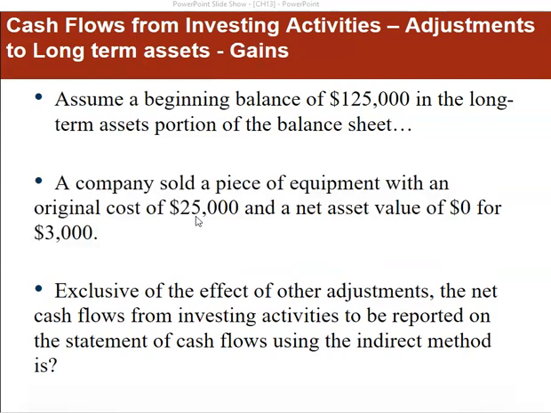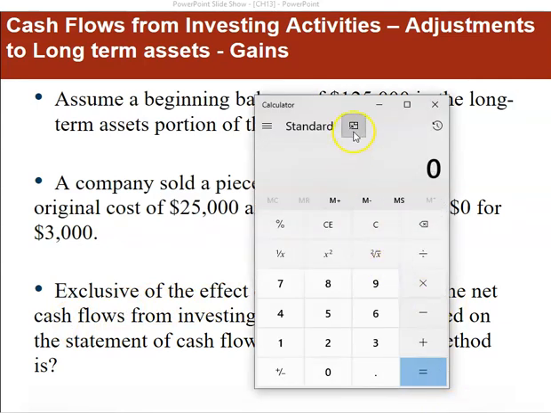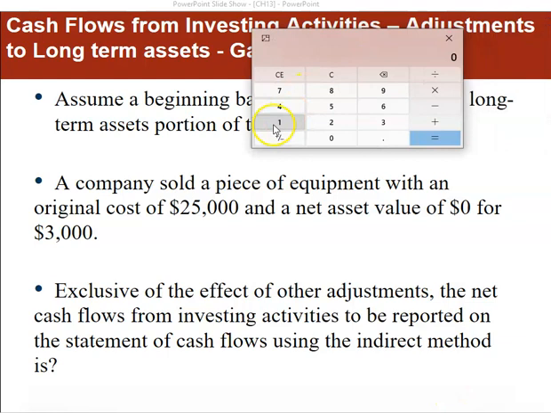Let's move on. All right, so assume the same $125,000 balance. It says a company sold a piece of equipment with an original cost of $25,000 and a net book value, not asset value, a net book value of zero for $3,000. Exclusive of the effect of other adjustments, the net cash flows should be reported how? Well, let's see here. We have 125,000. We sold for 3,000. That's our answer.